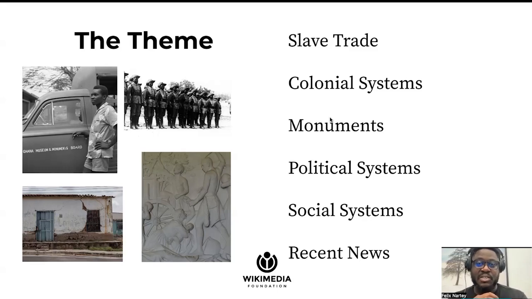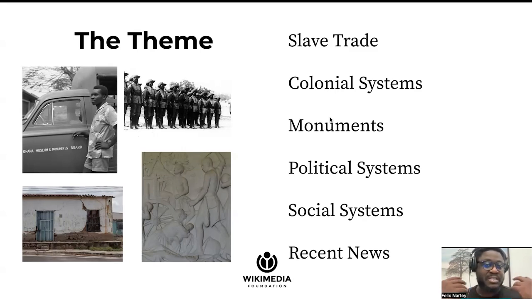And I think most of the time when people hear repatriation and reparations, the only thing they think about is the slave trade. But I believe there's so much that you guys can delve into as part of this campaign this year. And some of the things that I found out were colonial systems that existed back in the day. Those are topics that you can write about as part of your research and contributions to the Africa Wiki Challenge.